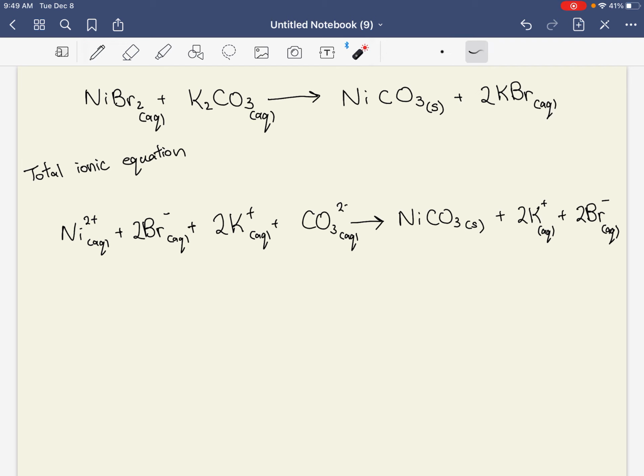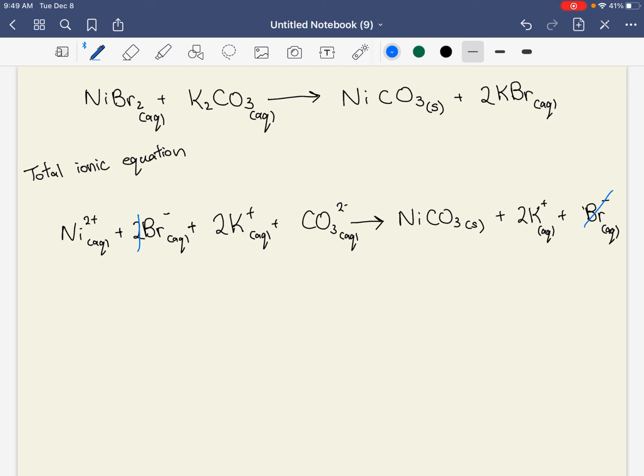Now let's take a look at who the spectator ions are. I can see very clearly that 2Br will cancel with 2Br. Okay? Now, you know what happens? Let's say you have this, okay, which is not true, by the way. Let's say you have only 1 Br, okay? What happens if you have that situation? It will be just Br and the 2.